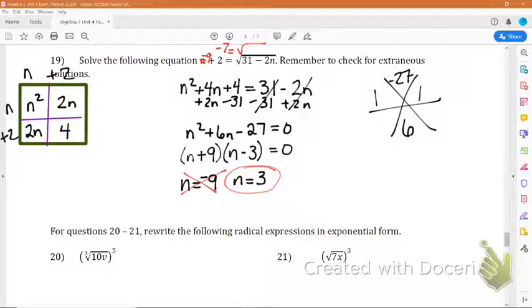So if it's negative 9, can we automatically say it's extraneous? Not automatically. Only if you plug it in and the side that equals your square root is a negative. So if I would plug that negative 9 in and it was like negative 9 plus 10, it gives me 1. I couldn't just assume that it was extraneous.